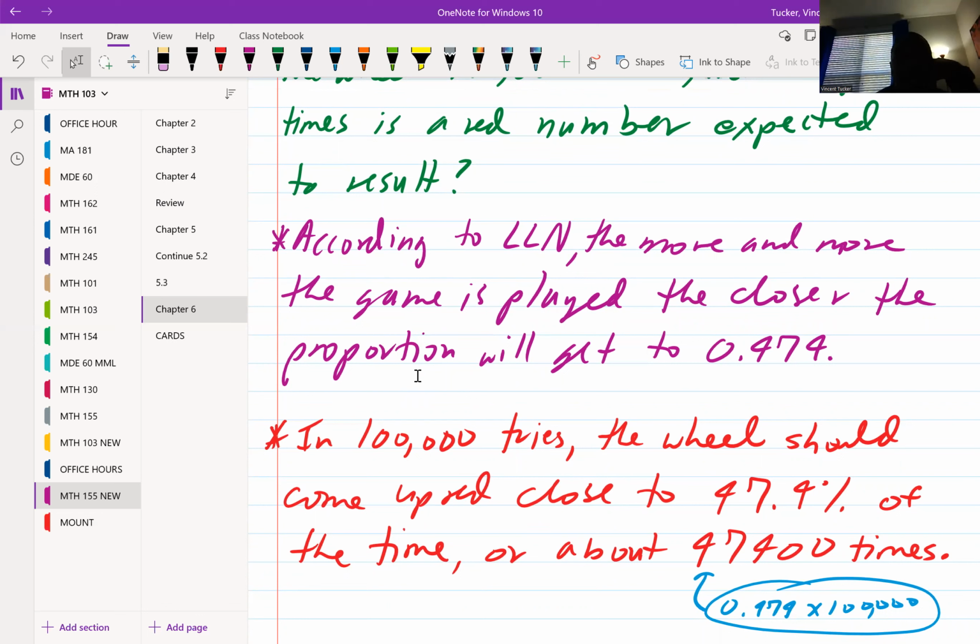So our conclusion: in 100,000 tries, the wheel should come up red close to 47.4% of the time. You know that 47.4 is coming from here as a percentage. And that's about 47,400 times. That comes from taking that 0.474 and multiplying it times 100,000.